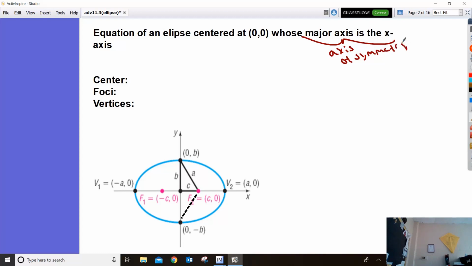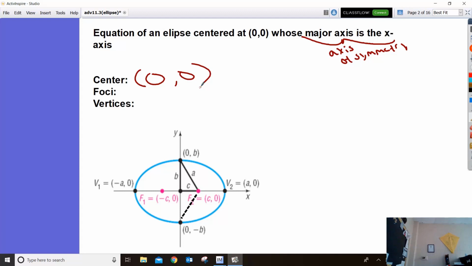You'll also notice that most of the cool stuff is on here. There's 4 things on here. There's 2 foci and 2 vertices. It's got most of the stuff. 2 foci, 2 vertices. That's your major axis. There's only 2 other vertices, and they're lying on the y-axis. Anyways, when we start off, major axis is the x-axis.